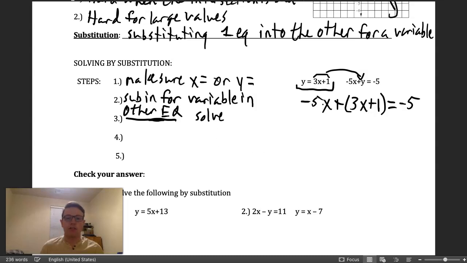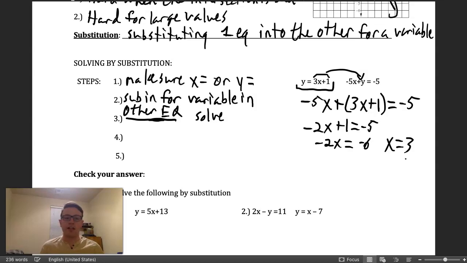Step 3 is going to be solve. So we're going to solve for this. We get minus 5x plus 3x. This gives us minus 2x plus 1 is equal to minus 5. To solve for that, we're going to subtract 1. We get minus 2x is equal to minus 6, or that tells us x is equal to 3. So we've solved for x.